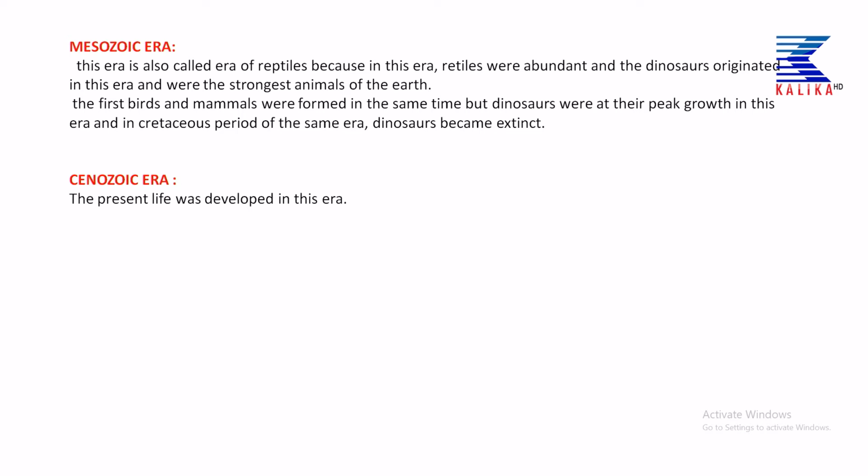the present era where the present life was developed. Different phenomena like the development of plateaus, islands and mountains must have occurred in these two eras, the Mesozoic era and the Cenozoic era. The Mesozoic era is called the era of reptiles, because in this era reptiles were abundant, and dinosaurs originated in this era and were the strongest animals of the earth. The first birds and mammals developed at the same time, but dinosaurs were at peak growth in this era, and in the Cretaceous period, the same era, the dinosaurs became extinct.